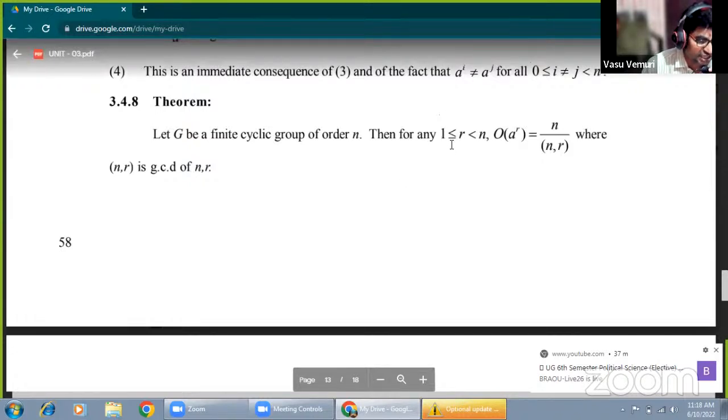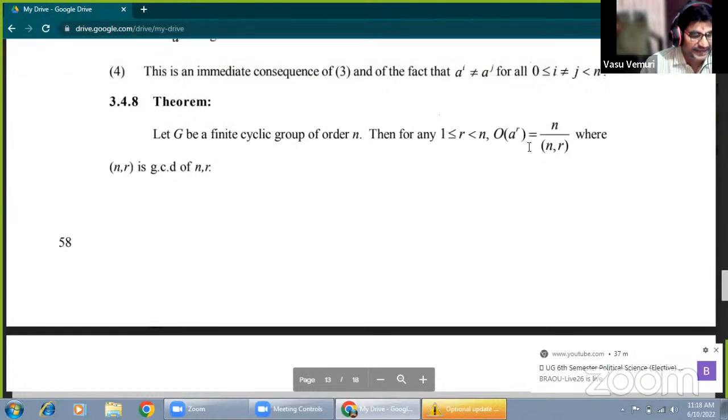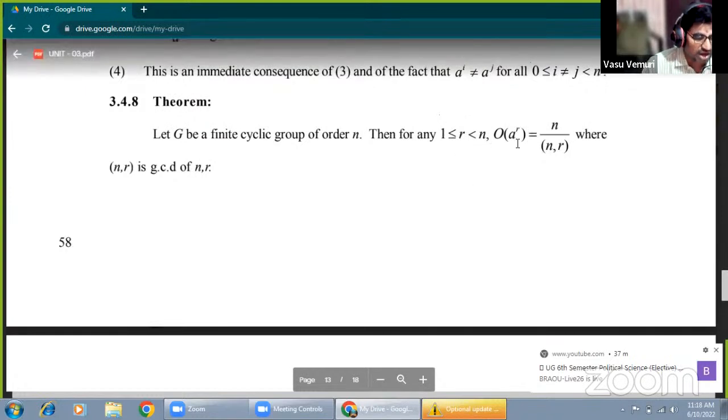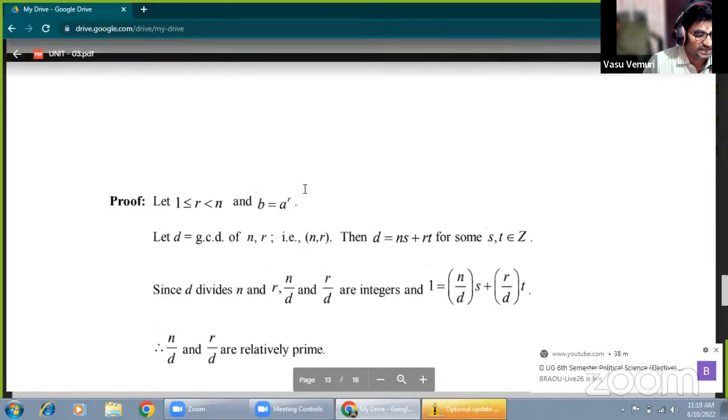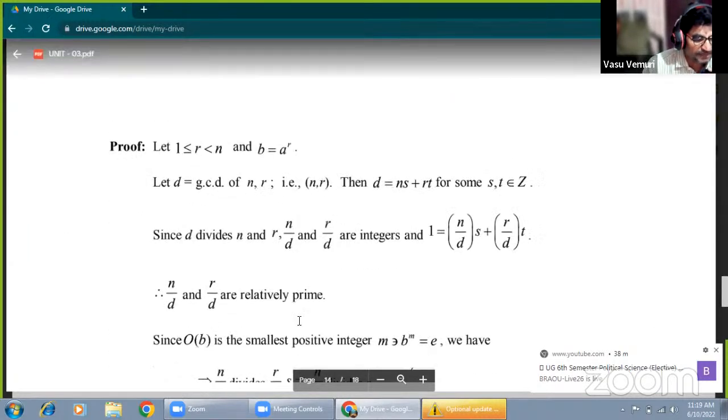Suppose r is greater than or equal to 1, but less than n. And what about the relation? Here, the order of a^r, where a is an element of G, is one of the integral powers of the element. Order of a^r equals n divided by the GCD of n and r. Okay, that's enough. Now this is also one of the important theorems.